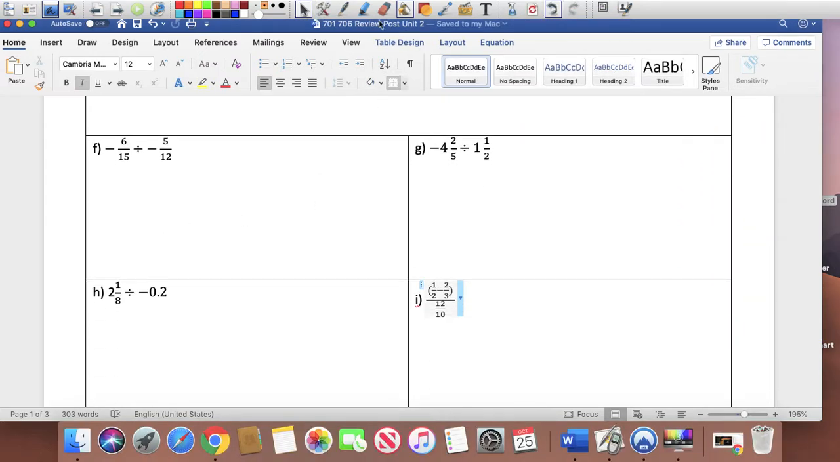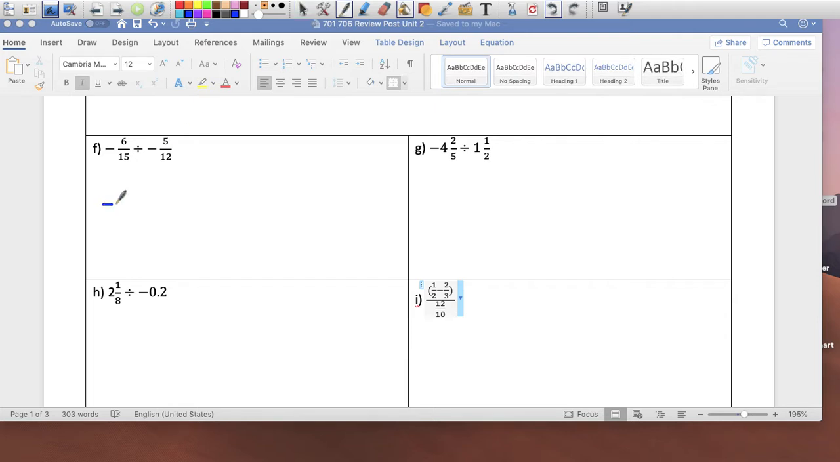This one, remember, is a division problem, so we want to change it to multiplication, times 12 over 5, negative. Negative times a negative is a positive. Can we simplify? We can. Divided by 3 is 4, divided by 3 is 5. So now 6 times 4 is 24, 5 times 5 is 25. That's my answer.